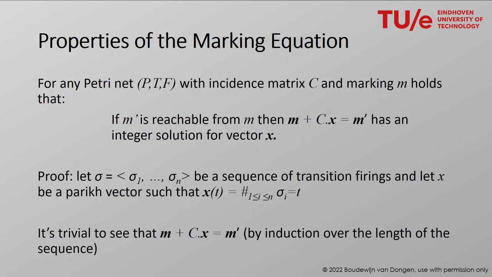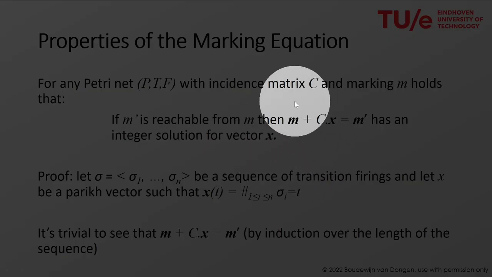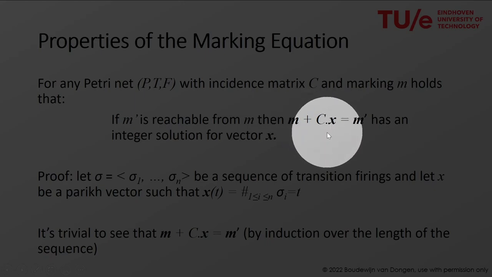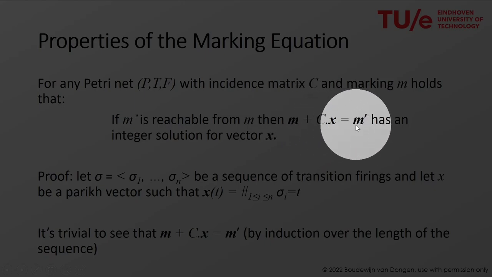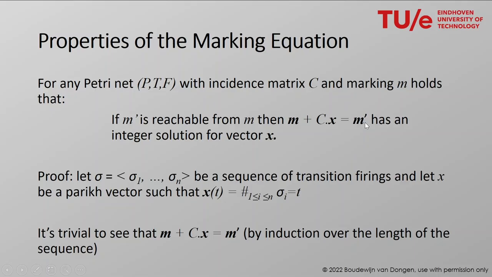So if you can reach a particular marking from another one, there is an integer solution to this equation here. So if I can reach m prime from m, then there is an integer solution to the equation system m plus this incidence matrix times x equals m prime, where x is actually the Parikh vector of the transition firings. So if I can fire a sequence of transitions, I just make this sequence into a vector, and then that is an integer solution to this particular problem.